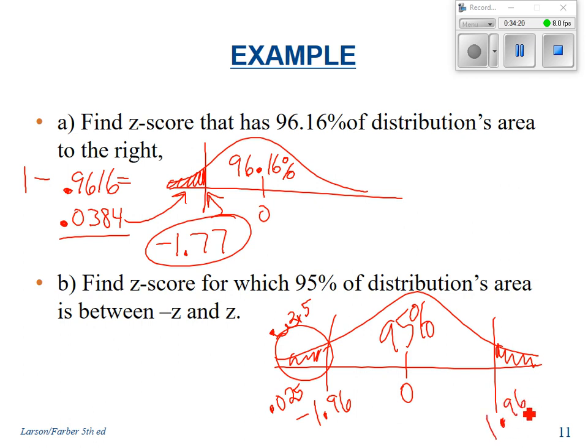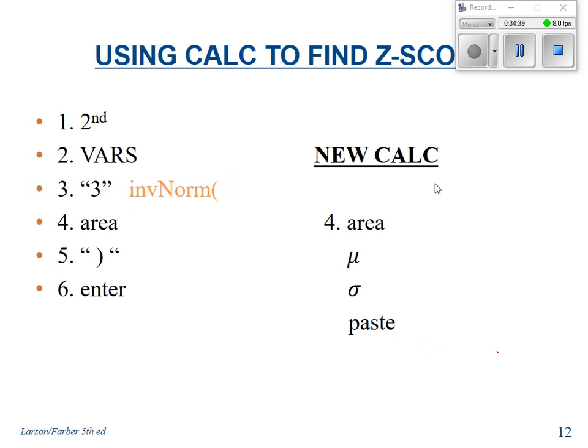Positive 1.96. Remember last class, what I told you about those two numbers? Those are going to be important, because 95% of the data falls in the middle, 2.5% on each end. We're going to use them a lot.